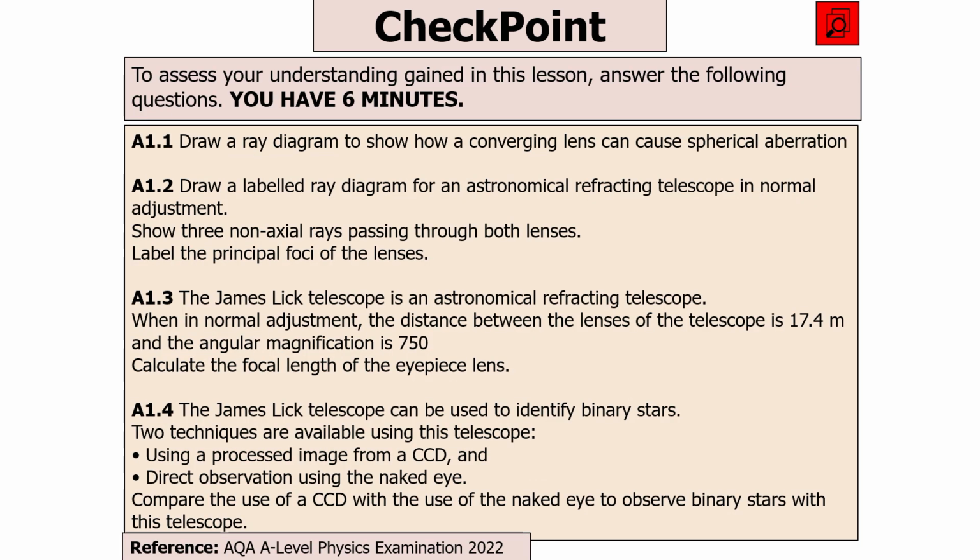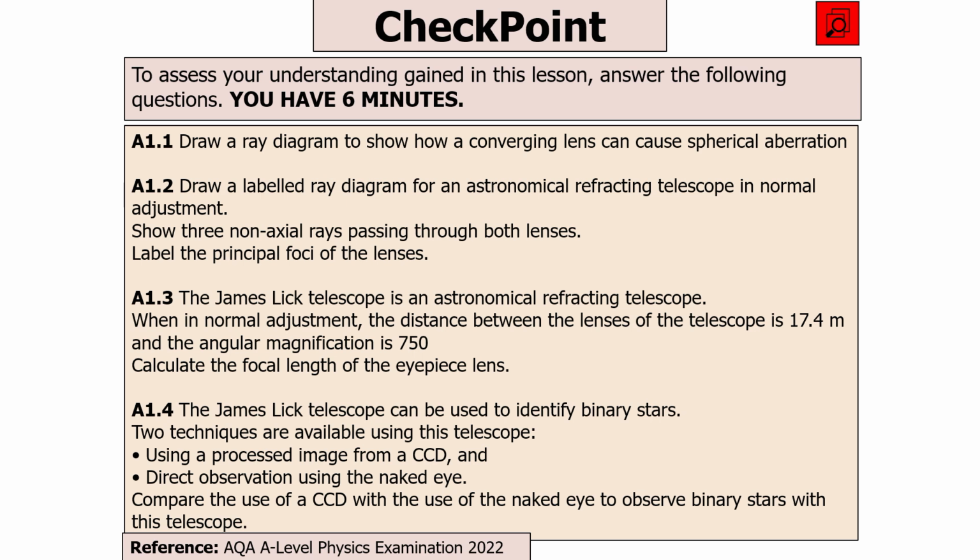Now the next question says, draw a ray diagram to show how a convergent lens can cause spherical aberration. Then draw a labeled ray diagram for an astronomical refracting telescope in normal adjustment. Show the 3 non-axial rays passing through both lenses, and then label the principal foci of the lenses.